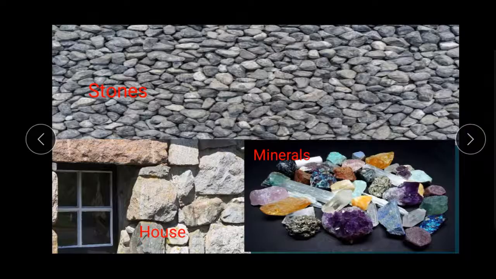Let us look at these pictures. Look at the first picture, stones. You have seen these in many places, right? We use them for constructing buildings and roads and also for many other purposes. Then second, this is a house that is made of stone. And last, minerals. Rocks are the main source of these minerals.